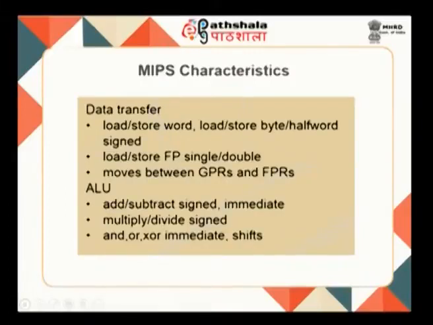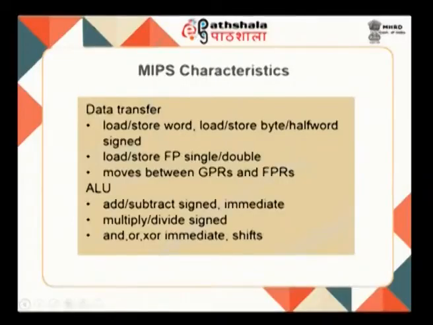If you look at the data transfer instructions here, you can load and store a word, you can load or store a byte or a half word, which can be signed or unsigned data. Similarly, you can load and store a floating point operand, which is either a single precision or a double precision floating point operand. It also allows you to perform data transfers between the general purpose registers and the floating point registers. So, you have a number of general purpose registers and a number of floating point registers, and data transfer instructions allow you to transfer data between these 2 sets of registers.